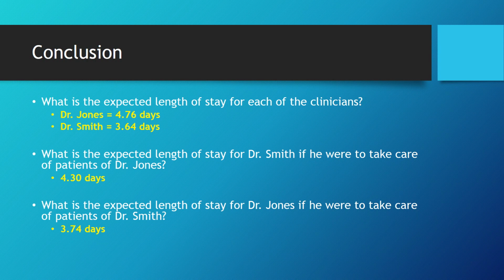So in conclusion, the question again, what is the expected length of stay for each of the clinicians? As we did our calculation, Dr. Jones equals 4.76 days. Dr. Smith is 3.64 days. Second question is, what is the expected length of stay for Dr. Smith if he were to take care of patients of Dr. Jones? And we found out it was 4.30 days. Third question is, what is the expected length of stay for Dr. Jones if he were to take care of patients of Dr. Smith? And we calculated it to be 3.74 days.